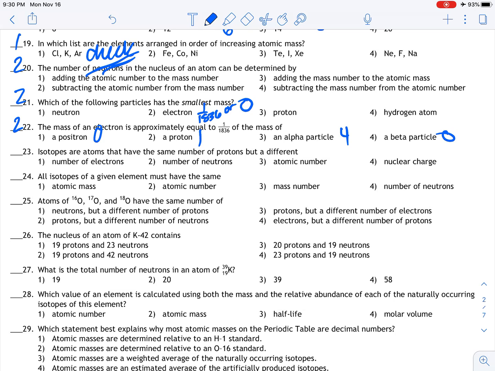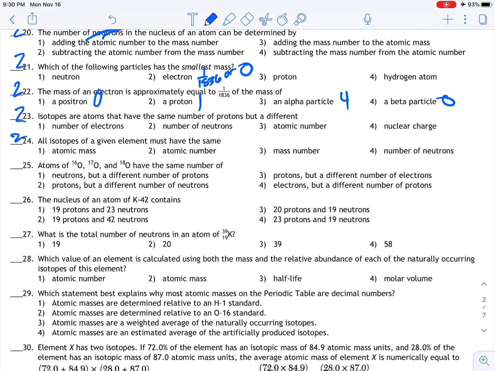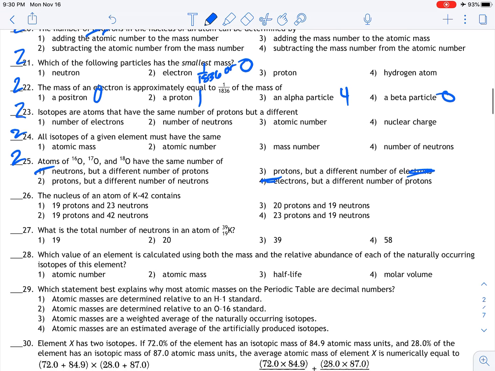Isotopes are atoms that have the same number of protons but different masses, and that's not a choice. If you have the same protons but a different mass, that means we have different neutrons. All isotopes must have the same atomic number because they're the same element. Okay, so we have 3 isotopes. They have the same number of protons but different number of neutrons. Yes, because our mass is different. Electrons basically have no mass.